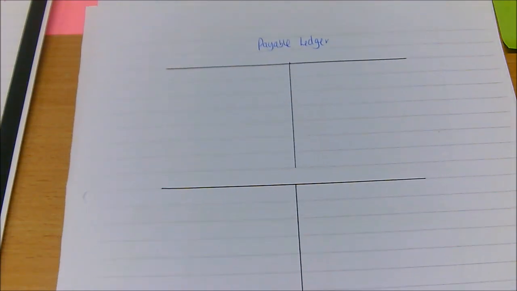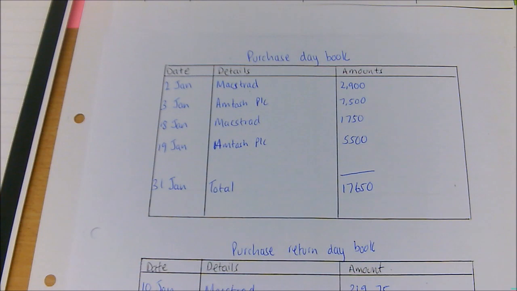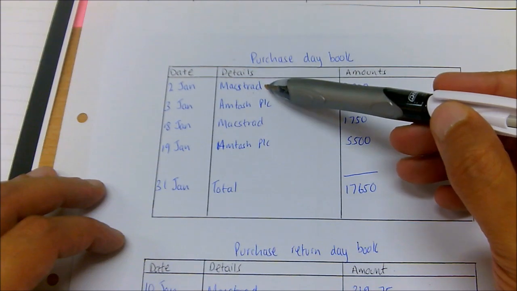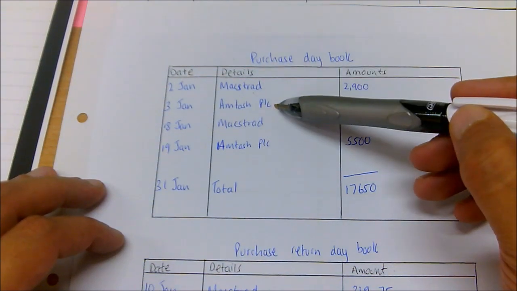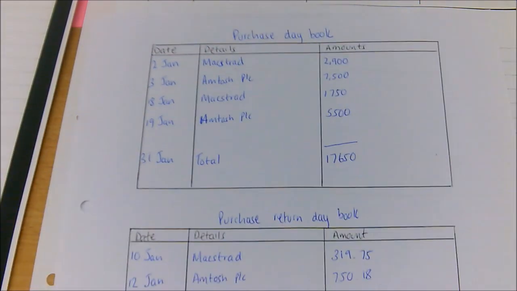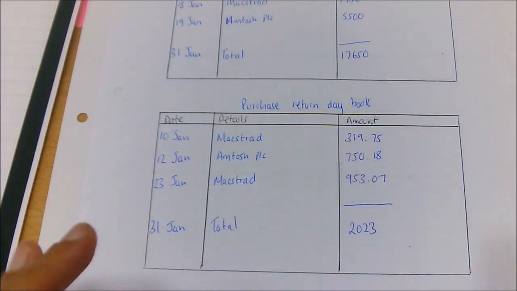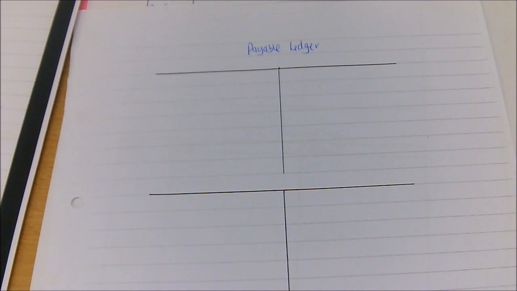Okay, so in our payable ledger you have a list of suppliers that you owe money to, and from this transaction, if you look at your purchase day book, you can see you have two suppliers. The first one is called Maxtrad, the second one is called Amtosh, and these two transactions relate to the same companies. And also the purchase return will indicate you got two suppliers, again Maxtrad and Amtosh. So this is why I've only made two T accounts or two ledger accounts in relation to that.